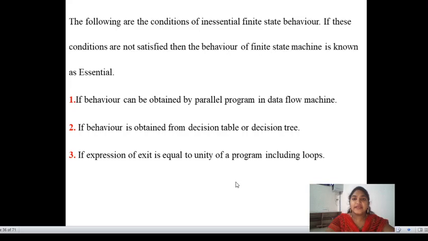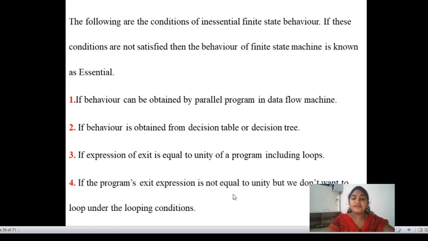Whatever the exit cases, like A case, B case, C case, they lead to the unity of a program. If that is not satisfied, it is not a final state. It is not an essential finite state machine. If the program exits, the expression is not equal to unity, but we don't want to loop under the looping condition. So this is also one of the ways to define the essential finite state machine. And if these are all not satisfied, then the behavior of FSM is known as essential FSM. So all can be defined.